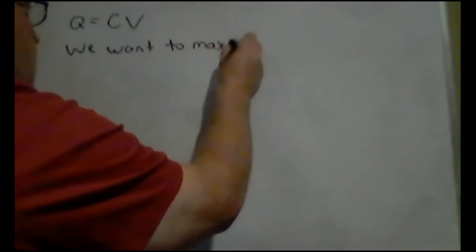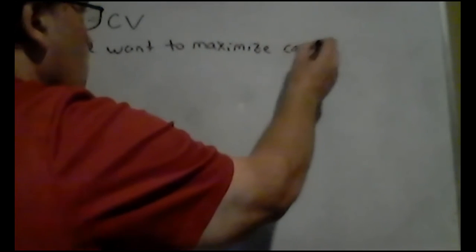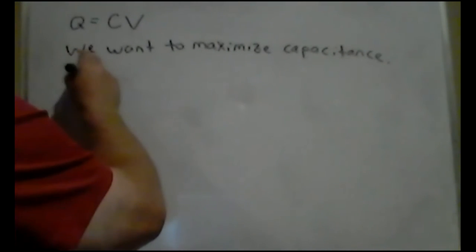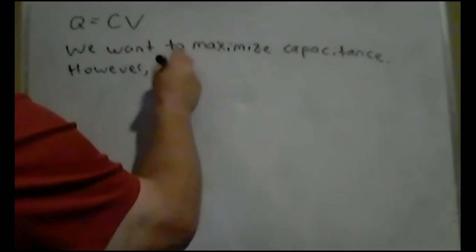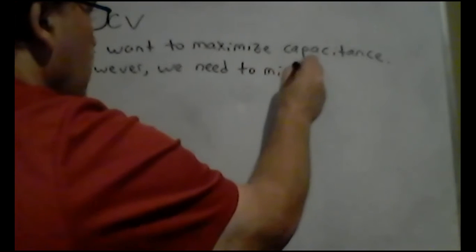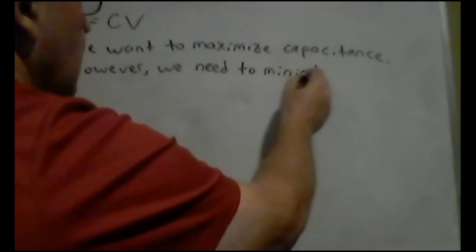So the object of the game is I want to store charge. That's what a capacitor does. It stores charge. So for a given potential difference across the capacitor, I'm going to store as much charge as possible. How do I make that happen? I'm going to make the capacitance as large as possible. So we want to maximize capacitance. However, we need to miniaturize parts.